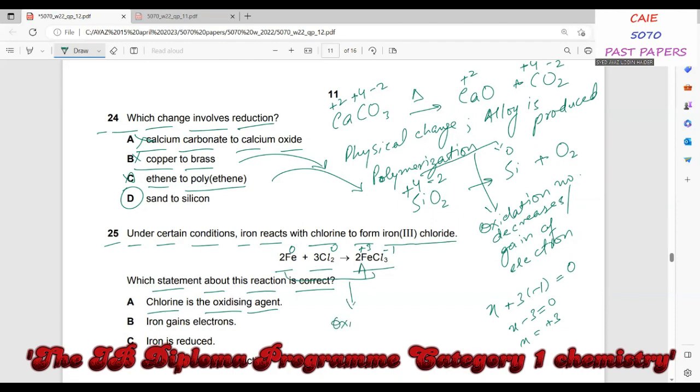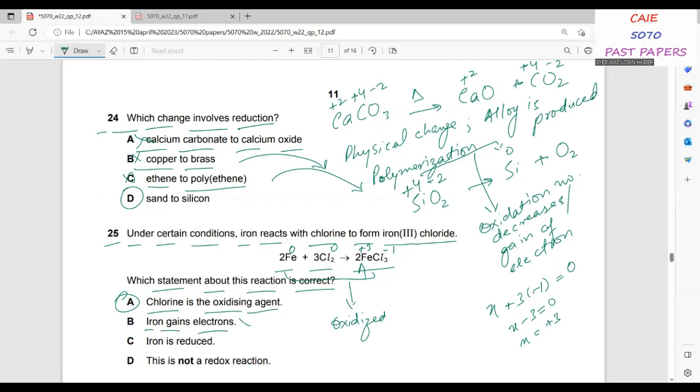It's oxidized. So chlorine must be acting as oxidizing agent here. So it must be the right answer. I'm reading the other statements for your convenience. B, iron gains electron. This is wrong, as I've already explained, iron has lost 3 electrons.